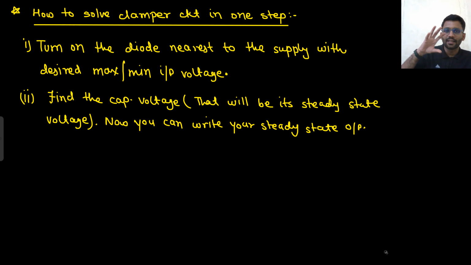Now we will see a simpler method to solve the clamper circuit in one step only. How to solve the clamper circuit in one step, but that we will see in the next video. In the next video we will see this method, and also we will solve many examples. After that we will see voltage multipliers, voltage doubler, tripler, and then we will see the peak detector circuit, and with that we will be closing our chapter.